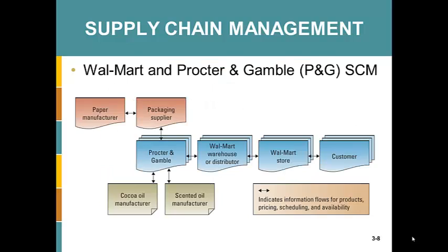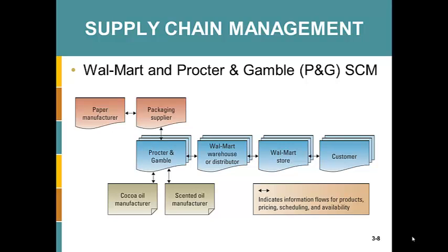Let's take a look at a specific example, the supply chain management relationship between Walmart and Procter & Gamble. I think we're all familiar with Walmart, and we're actually all familiar with Procter & Gamble, even though we might not know that parent company name. They make such products as Ivory soap, Crest toothpaste, Vicks cough medicine, and Iams pet food.